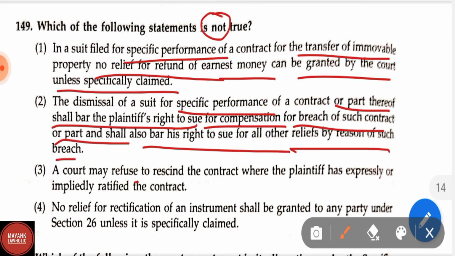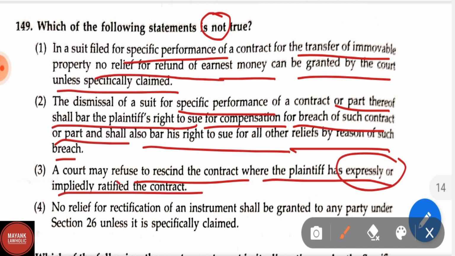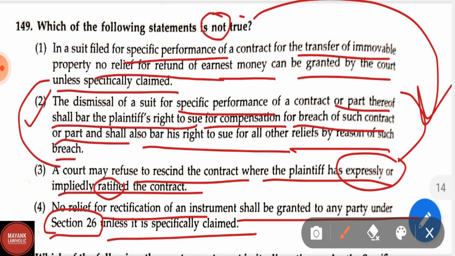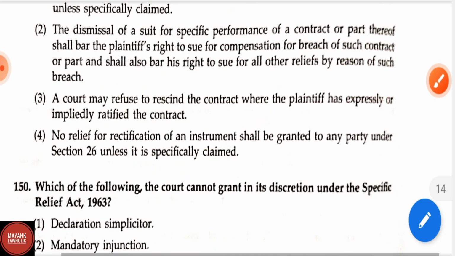And option 3, a court may refuse to rescind the contract where the plaintiff has expressly or impliedly ratified the contract. And option 4, no relief for rectification of an instrument shall be granted to any party under Section 26 unless it is specifically claimed. In question number 149, the correct answer will be option 2 because this is not a true statement. Statements 1, 3 and 4 are the right statements and the question asks which is not true, so option 2 will be the right answer. Now let us see the last question, question number 150.